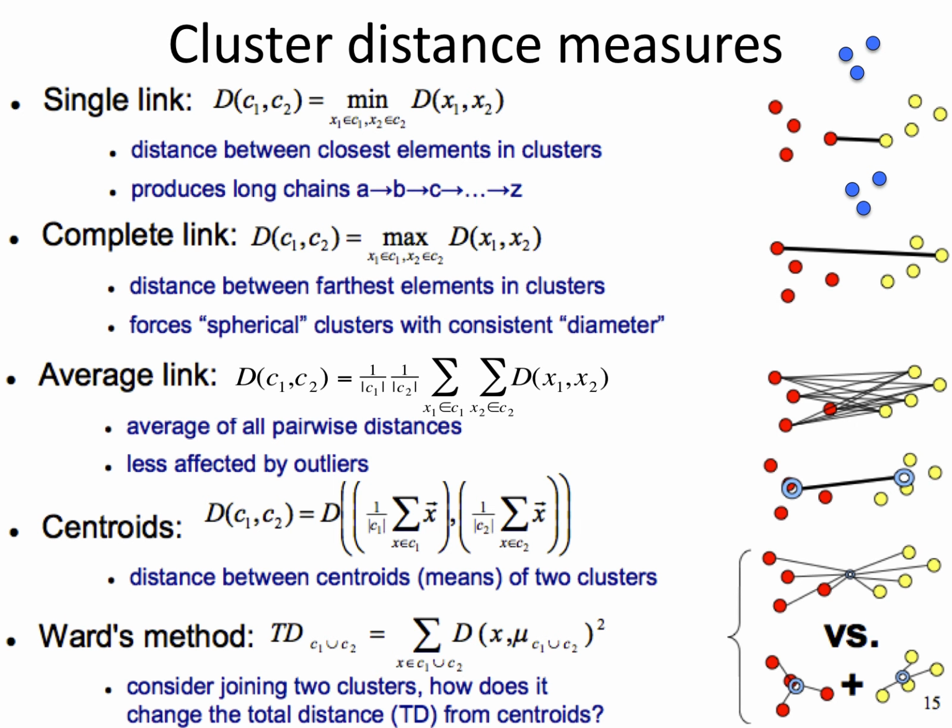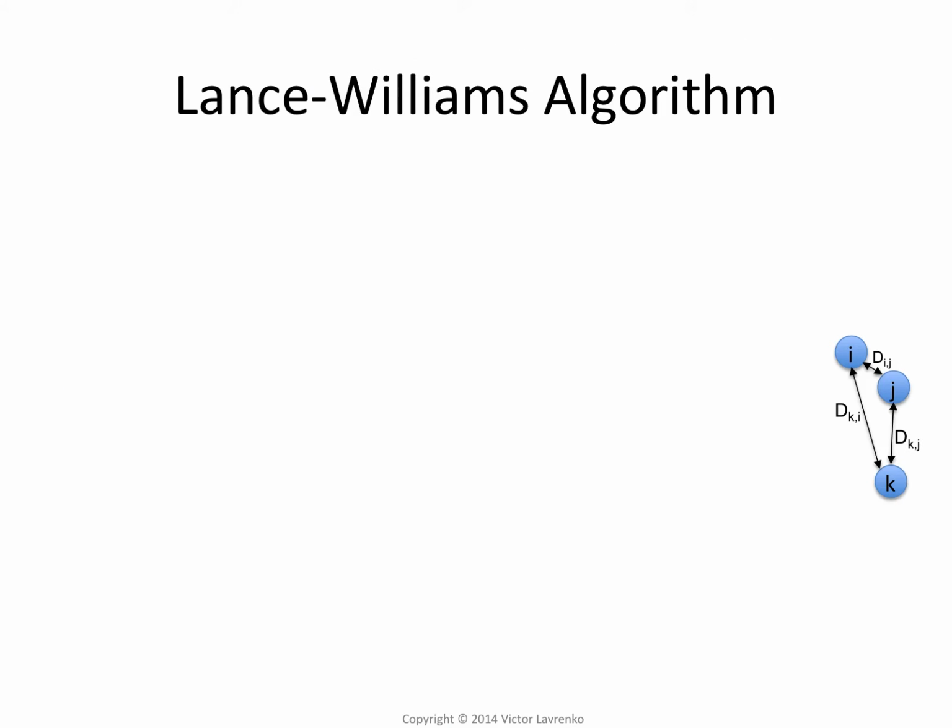And as you progress down, things become increasingly more complicated. It seems like implementing something like Ward's method would actually be pretty expensive, and a lot more computationally difficult than something simple like the single link. It turns out that all the methods, regardless of what notion of distance you use, can be implemented as part of the same exact algorithm with the same computational complexity. And that's called the Lance-Williams algorithm. It's the efficient algorithm for constructing a hierarchical clustering of the data points.